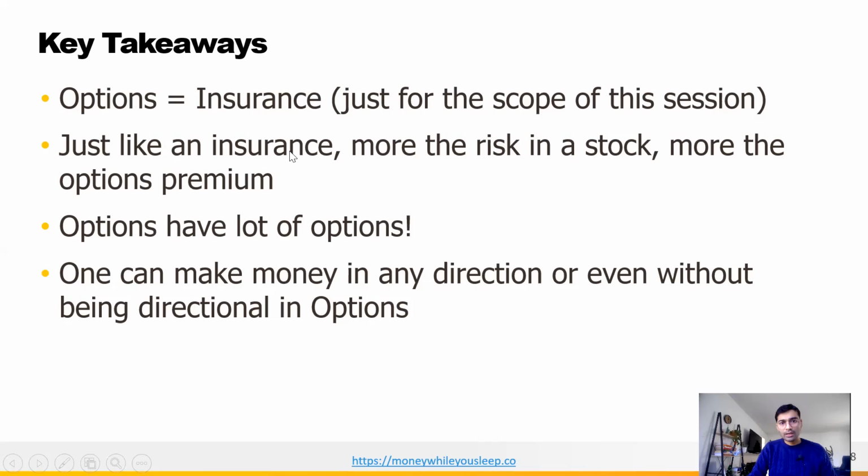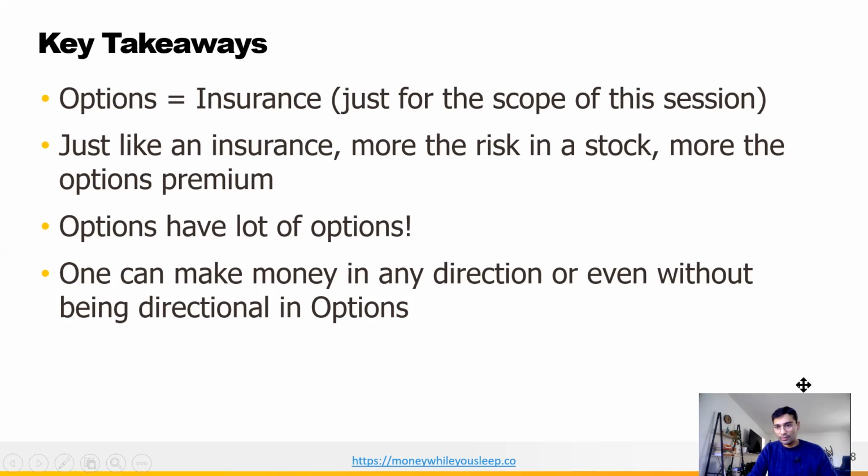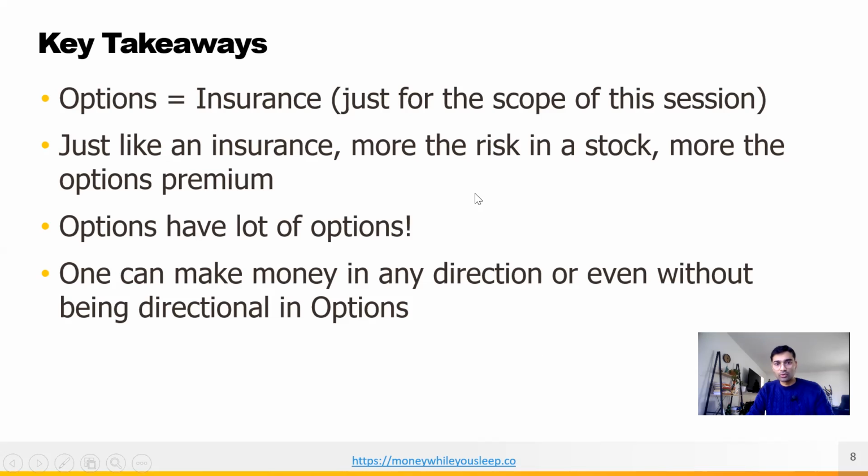And just like in insurance, the more the risk in a stock, the more the options premium. If you are observing right now, a lot of people must be observing GME, and the premiums are so high, right? If you are taking a call of, let's say, $200 on GME, your call must be like $50 options premium. It is expensive because there is too much risk in that stock right now. Hence, the premiums are also very high. Just like car insurance, if your car or house is in a place which is very risky, the premiums are going to be higher.